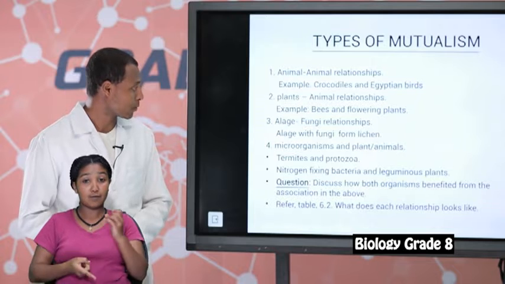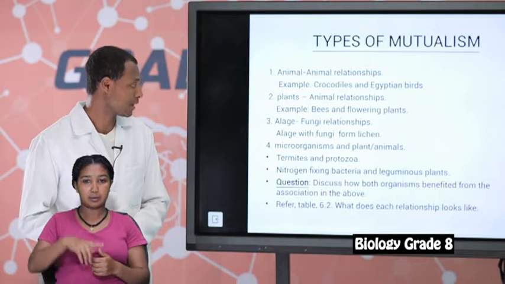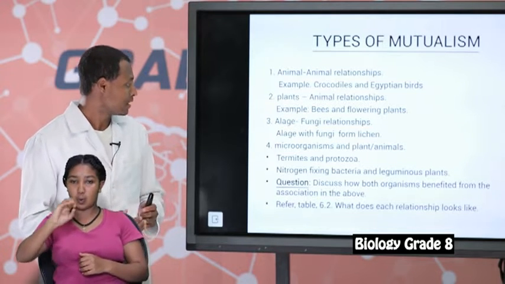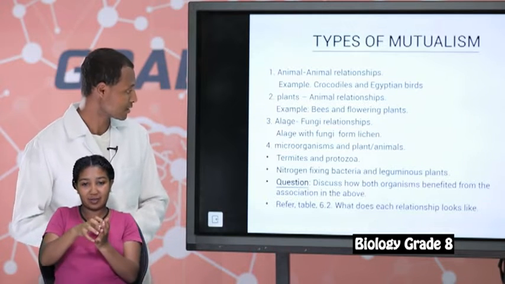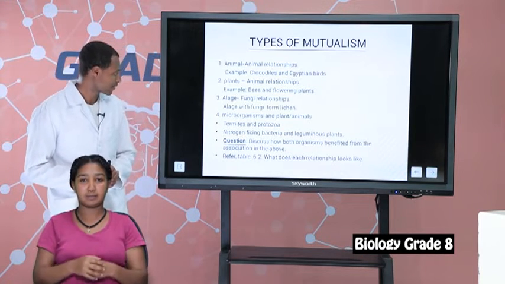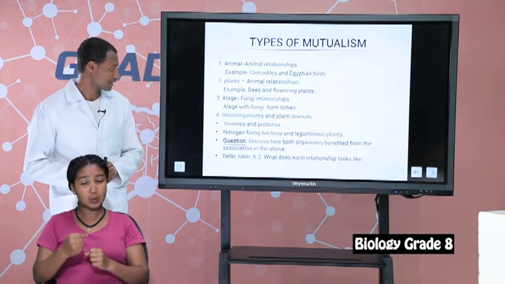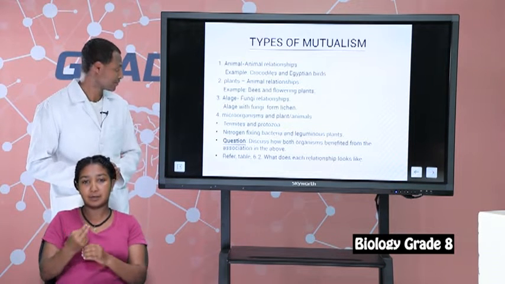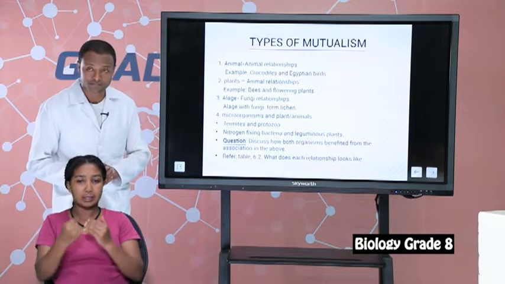The fourth is microorganisms in the plants or animals. Termites and the protozoa. This is animal and microorganism relationship. Nitrogen-fixing bacteria and the leguminous plants. This is relationship between microorganisms and plants. Students, can you discuss how both organisms benefit from the association in the above? Refer table 6.2. What does each relationship look like?